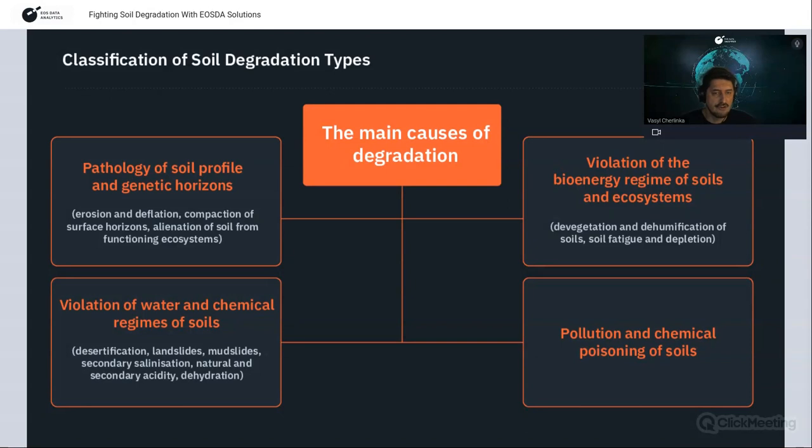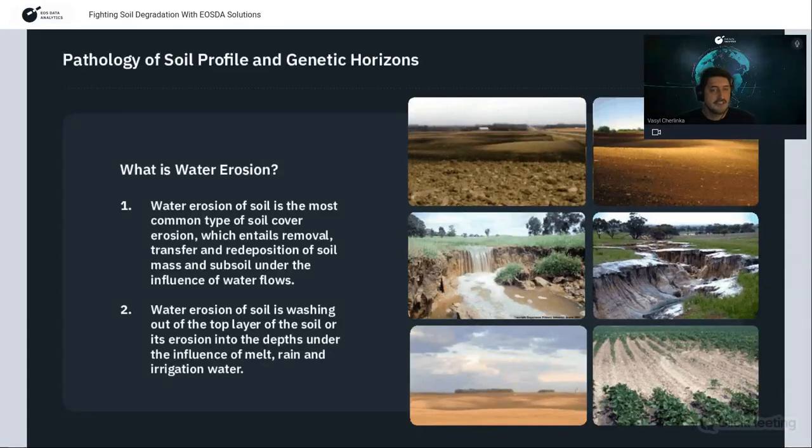If we abstract from the previous strict classification and apply classical views, all types of degradation are divided into 4 main groups. We will review them on the next slides. Each type of degradation has distinct characteristics and a more detailed classification. The main pathologies of the soil profile and genetic horizons, for example, include various manifestations of water and wind erosion. Regardless of the definition, water erosion is a hazardous phenomenon that can destroy the soil if landowners and land users do not monitor and fight it.